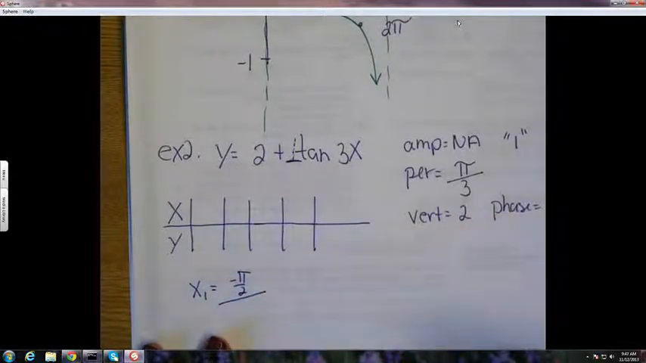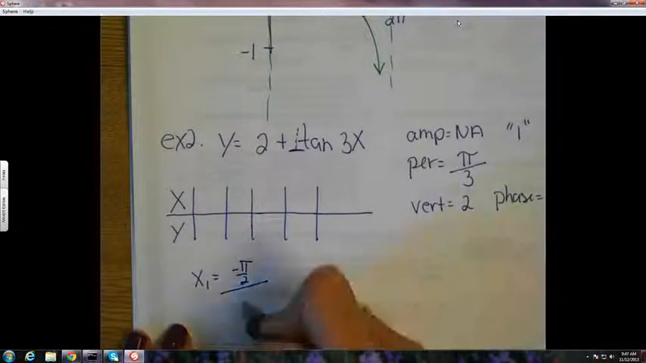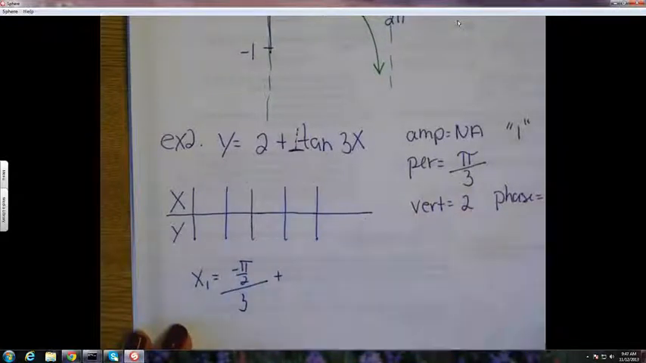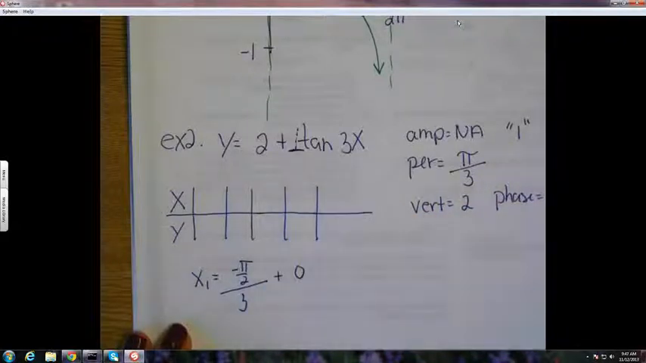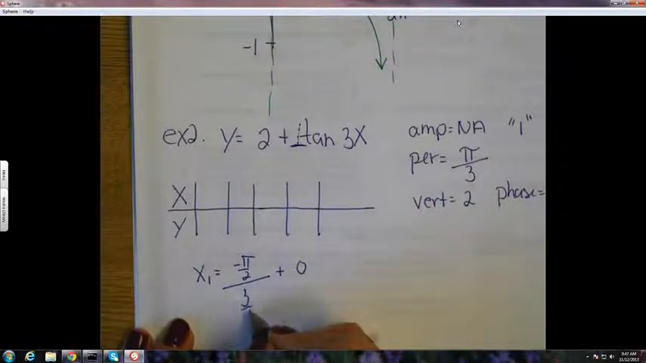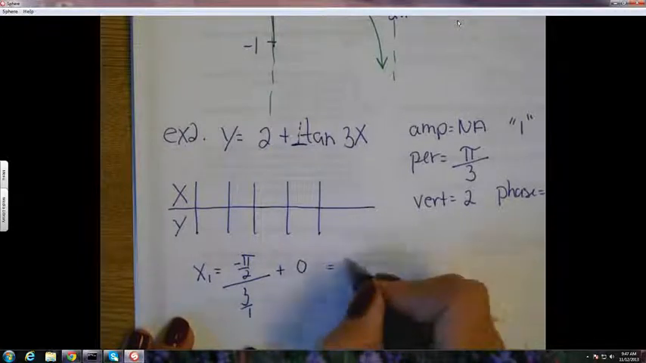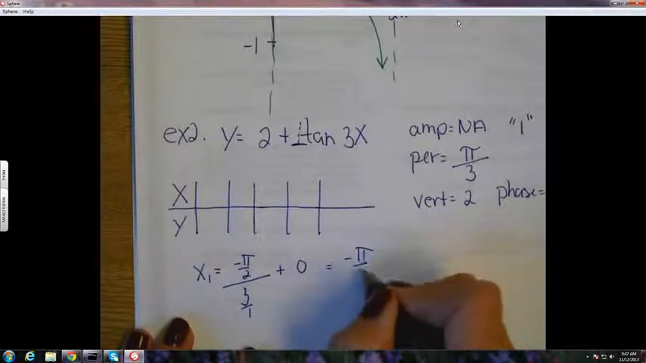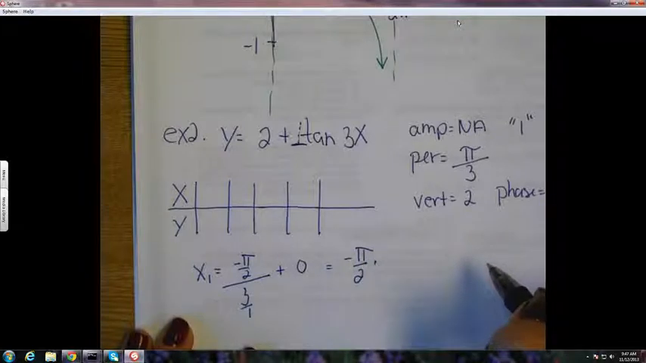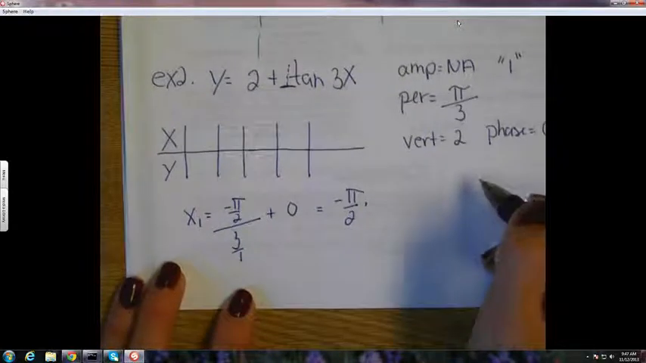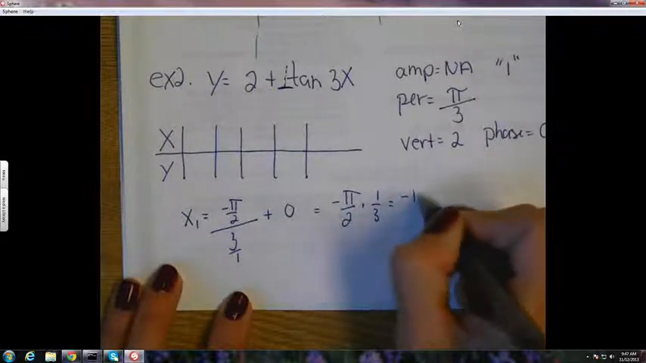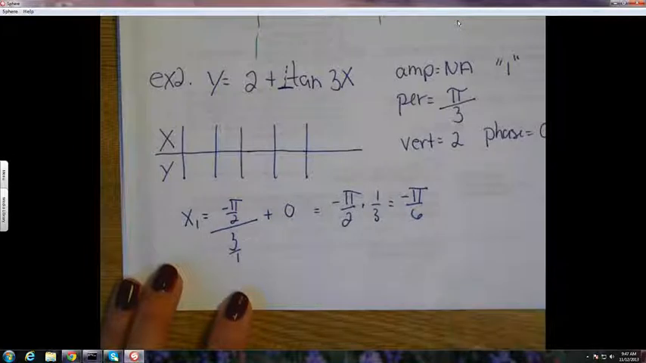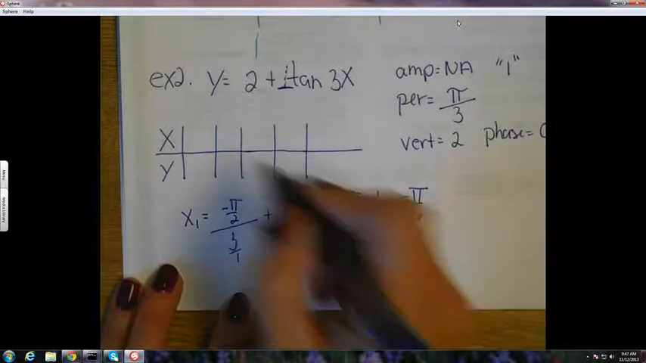Do I have a b number? 3. How much phase do I have? 0. So I don't even need that part. So make this 3 over 1. How do you divide? Flip it over and multiply. What are you going to have? It's going to start at negative pi over 6. So there's our starting x value, negative pi over 6.